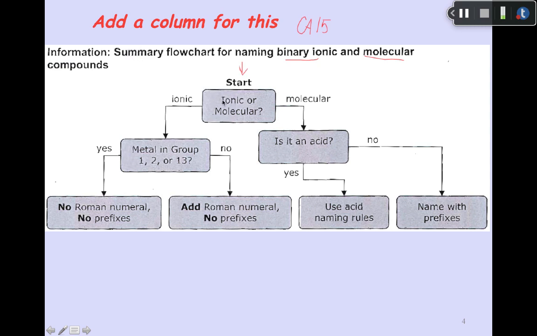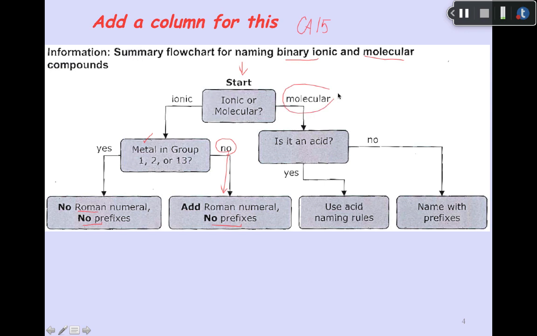To begin with, you decide if the compound is ionic or molecular. If it's ionic, you have to decide if there's a metal in group 1, 2, or 13. If yes, then you don't need the Roman numerals, you don't need the prefixes. If it's an ionic compound that has not got a metal in group 1, 2, or 13, well then this is when you need the Roman numerals, and you don't use prefixes ever for ionic compounds.